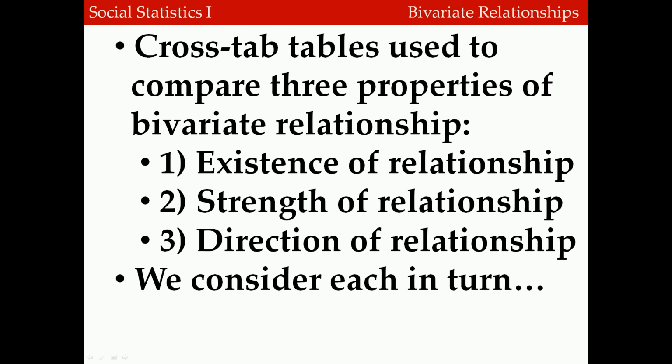So these bivariate tables or crosstabs tell us three things about a bivariate relationship. One, whether there's any relationship at all. Two, the strength of that relationship. And three, the direction of the relationship. Let's consider each of these in turn.